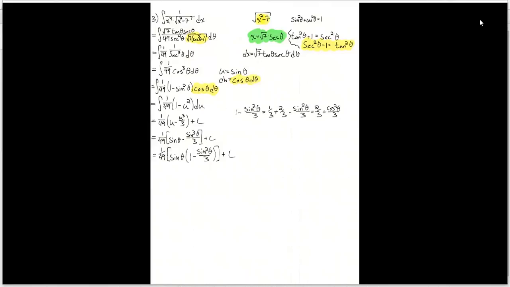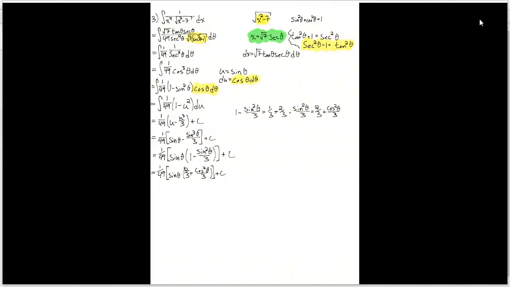So what I'm going to do now is go back down to this bottom area and keep going. So we have 1 over 49 sine theta times the quantity 2/3 plus this cosine squared theta over 3 plus c. Okay.